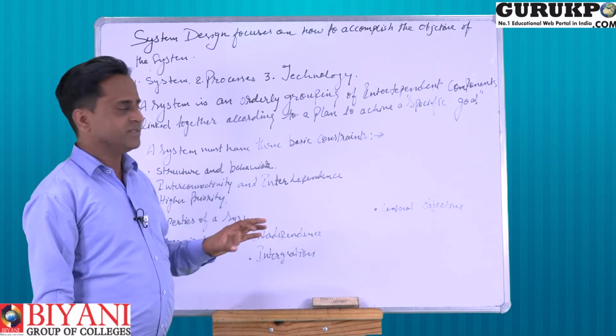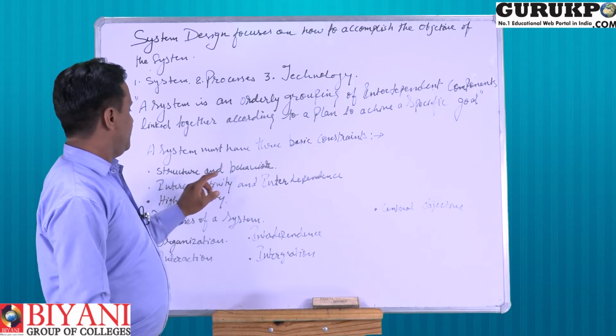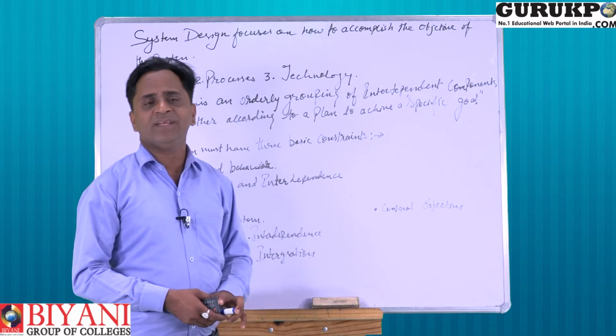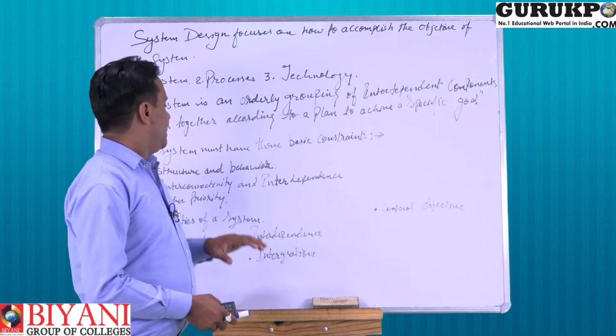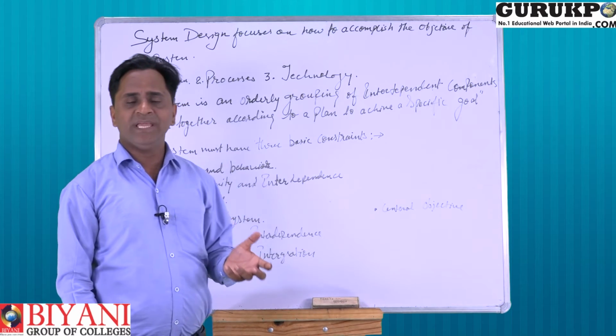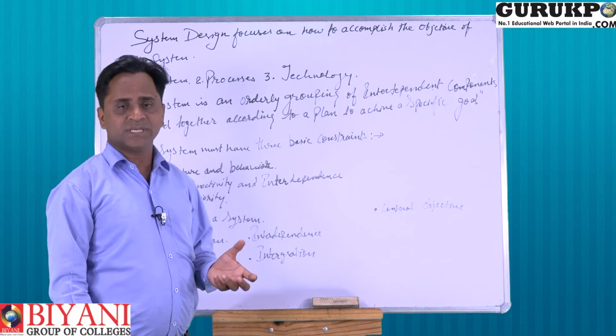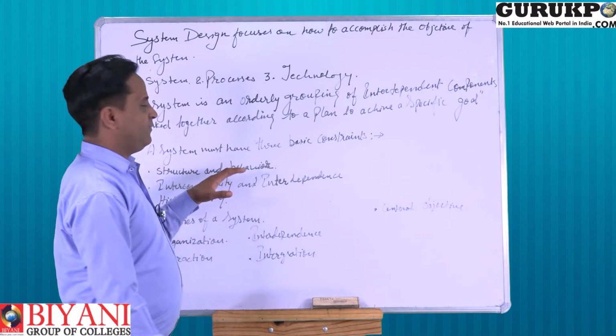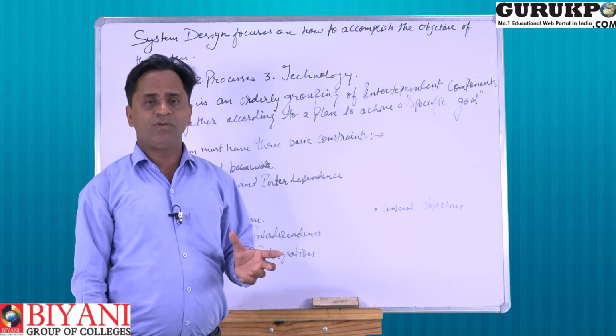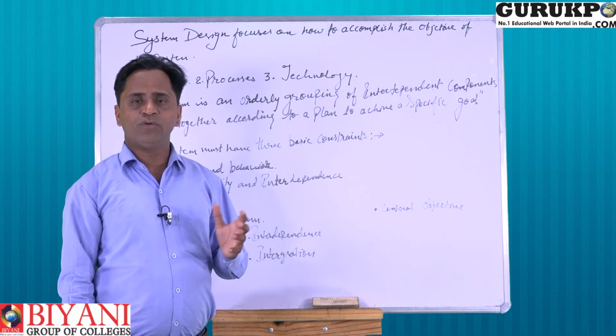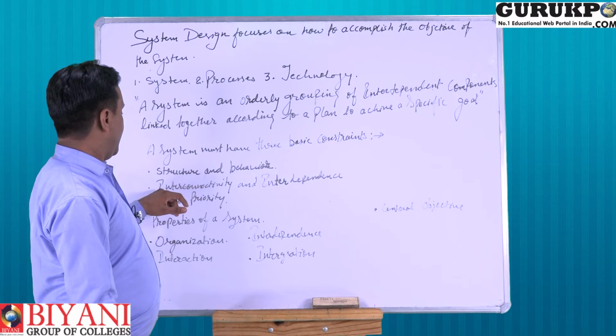A system must have three basic constraints: structure and behavior. When we have to design or develop any system, the main thing is behavior and structure. Which kind of structure we have to use, and behavior in the sense of technology. In technology we have to communicate with the system.